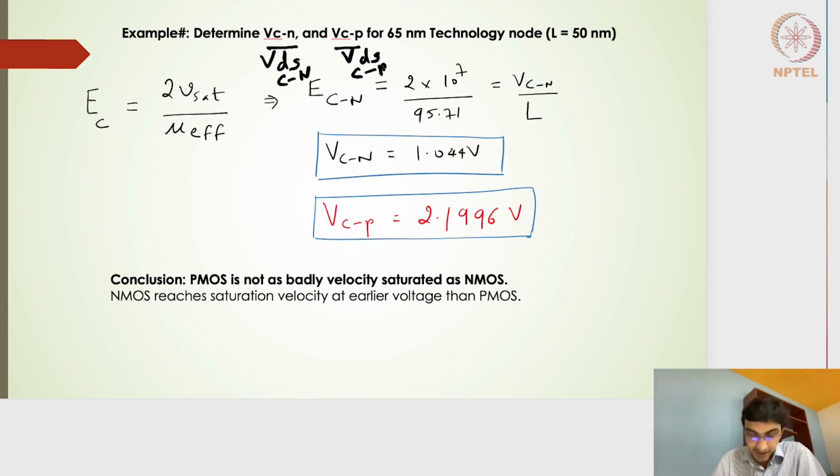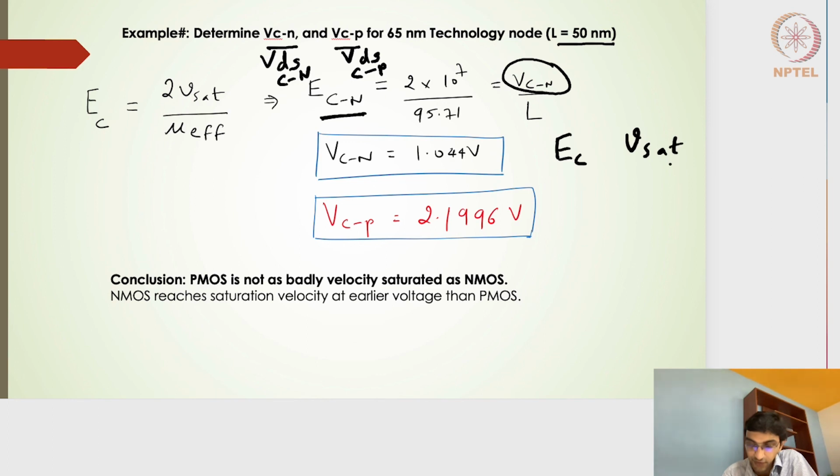Because of this formula, we know that for the electrons the velocity saturation is 10^7, and for holes it is 8 × 10^6. Putting those values in, I should be able to find the critical electric field, and from that, Vc of N for a 65 nanometer technology where the channel length is 50 nanometers. If I apply 1.044 volts across the drain to source, I should reach the critical electric field and the velocity saturation for the NMOS.